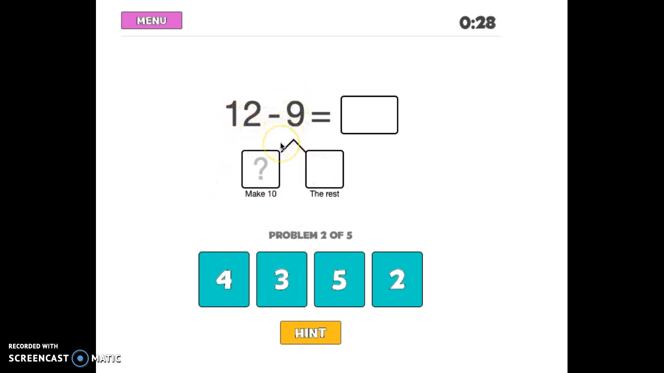12 minus what equals 10? Well, the answer would be 2. And then how did we break apart 9? 2 and 7. 10 minus 7 equals 3.